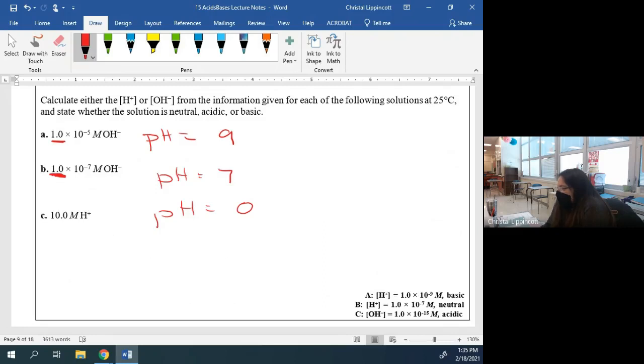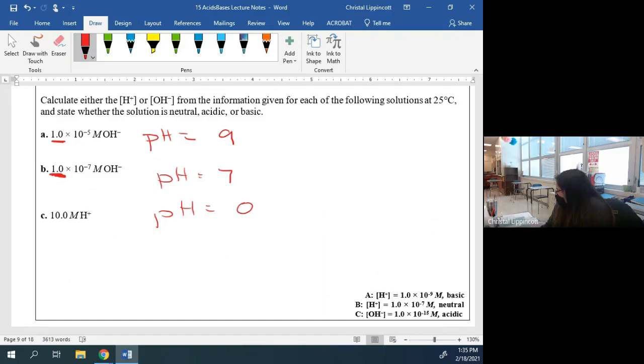Here, you would have converted that into H concentration, or you could have found the negative log of this and just subtracted from 14. So you can do the negative log of this, it'll give you 5, and if you subtract that from 14, you get 9. Right?